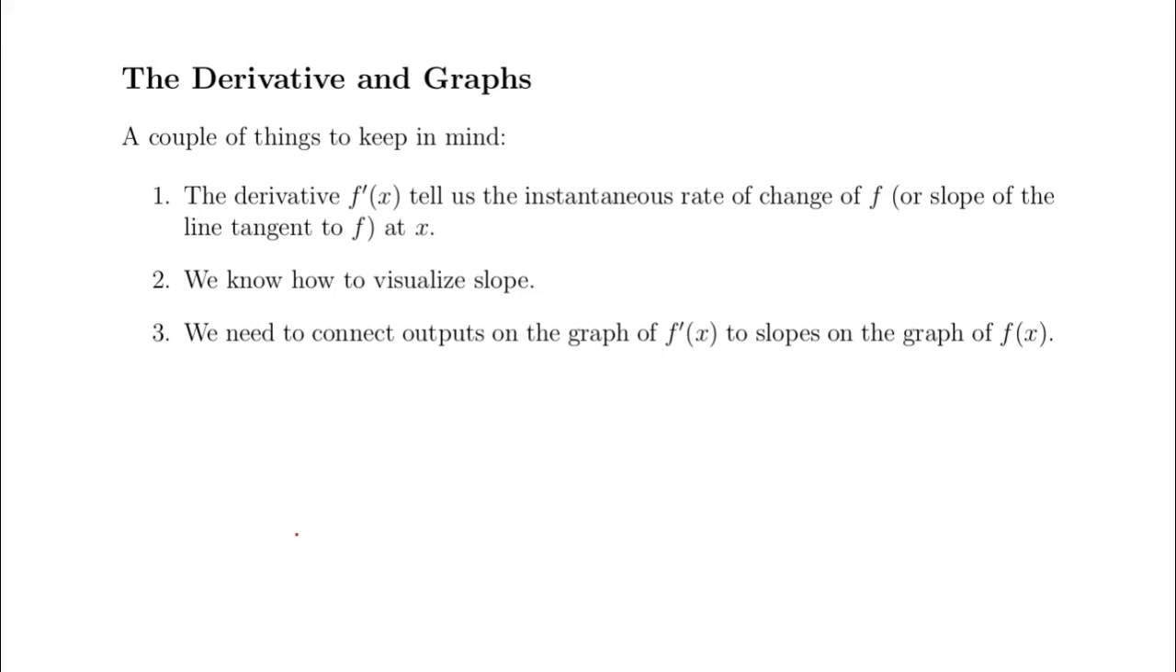We said it was a function that when you put in an x value, the thing that we read out of it is really an instantaneous rate of change or slope. We also know how to visualize slope, so that's really good. That's going to be really helpful. And so what we need to do is to connect the outputs of the graph of f prime with the slopes on the graph of f.